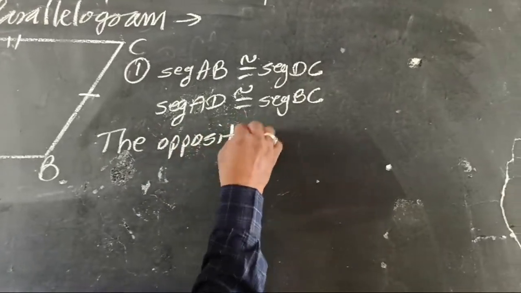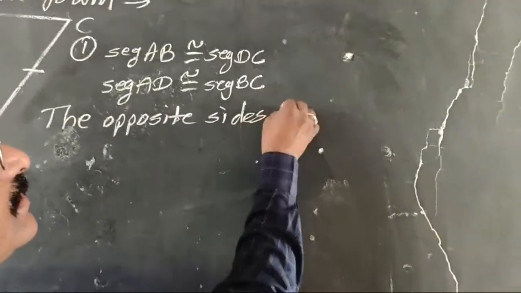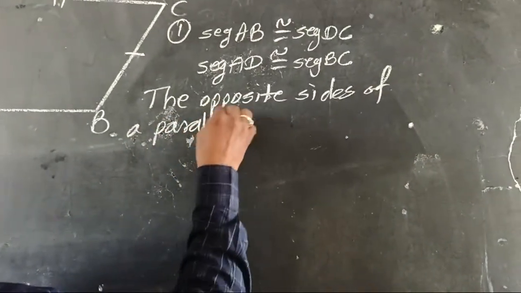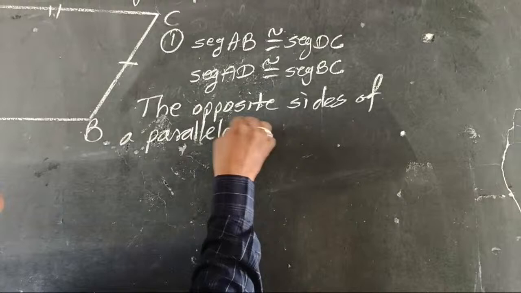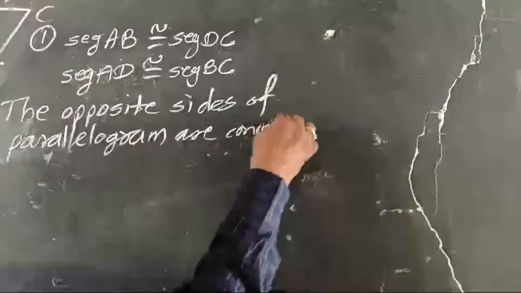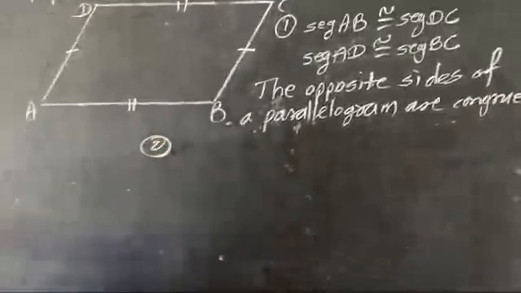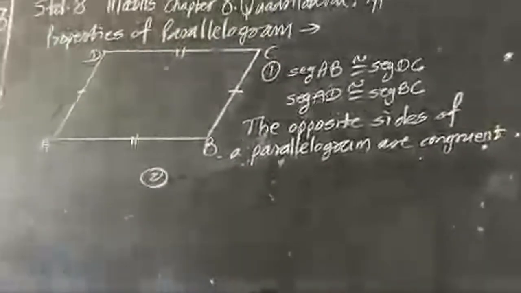The opposite sides of a parallelogram are congruent. Then the second property, for angles.